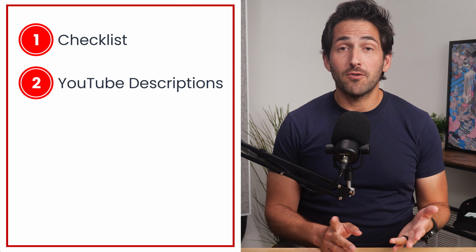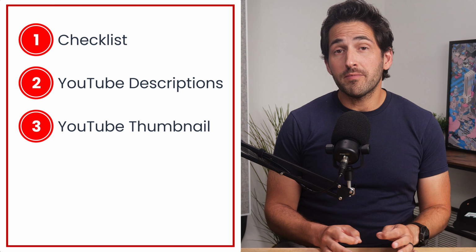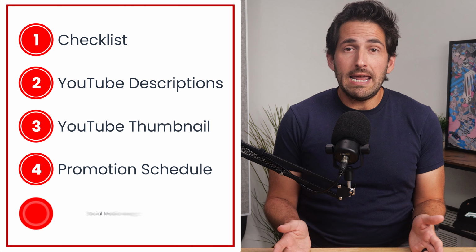So let's go over the templates. We're going to cover 5 templates or template ideas in this video. We're going to talk about checklists, adding checklists into your task manager. We're going to talk about building a template for your YouTube descriptions, for your YouTube thumbnail, a template for your promotion schedule once your video is done, and social media image templates. So let's jump into the first one, checklists in your task manager.